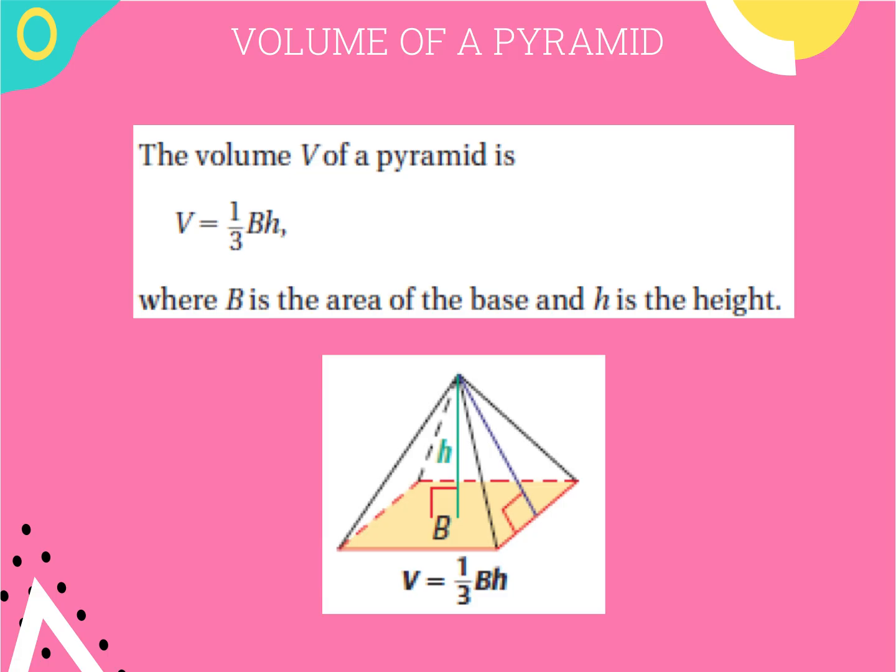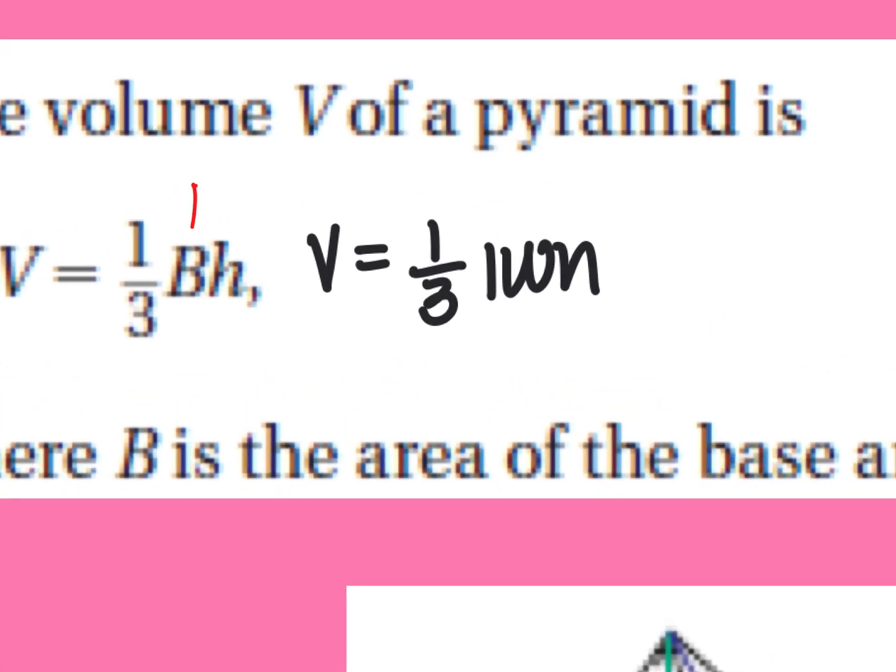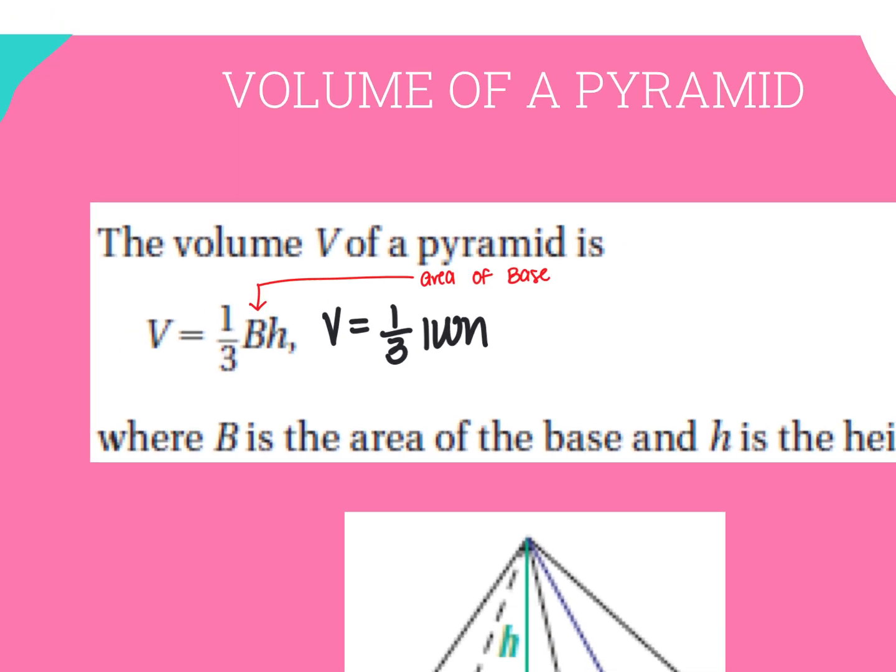All right. Volume of a pyramid. You will be given the volume of a pyramid on your formula sheet. What will it look like? Let me actually write it this way: volume equals 1/3 times length, width, and height. That's what it's going to look like on your formula sheet. Please be aware that this B right here, what does the B stand for? Good. Area of the base. It's not just the base, it's the area of the base.